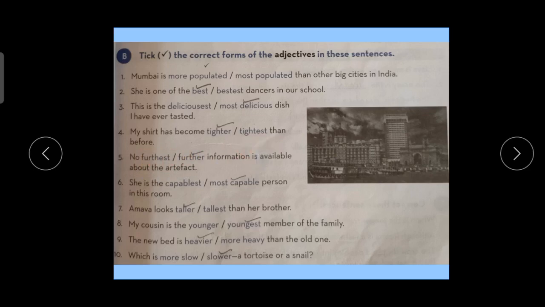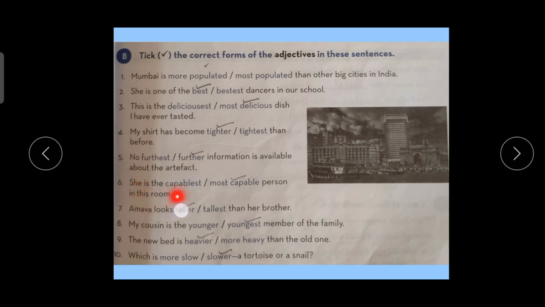My shirt has become tighter, tightest than before. Here, the comparison is done between the time now and before. So we are using the comparative degree of the adjective, which is tighter. No furthest or further information is available about the artifact. Here, we have to use the positive degree, which is further.